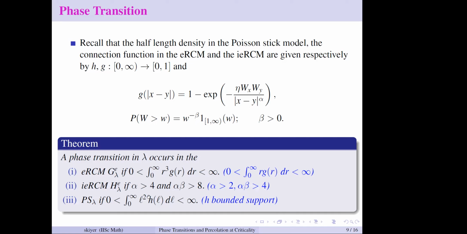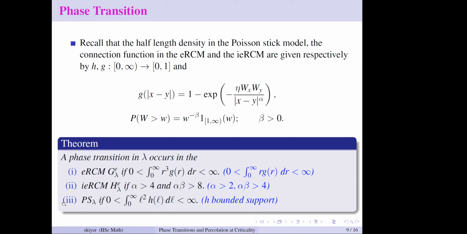Whereas what we need here is that alpha beta has to be greater than 8 and alpha greater than 4. So it does look like the enhancement substantially increases the number of edges that are formed. And it is quite likely that when these conditions are not met, you would have a trivial value of lambda c equal to 0. That's what we expect, but we have not proved it. And so it would be interesting to actually show that the lambda c for the enhanced model is strictly less than the critical probability for the non-enhanced model.